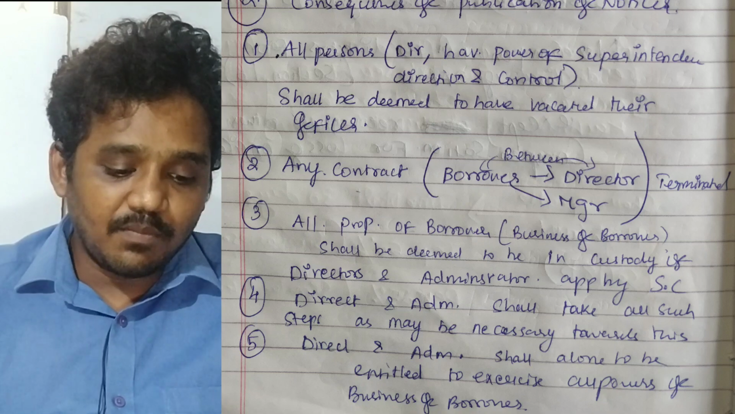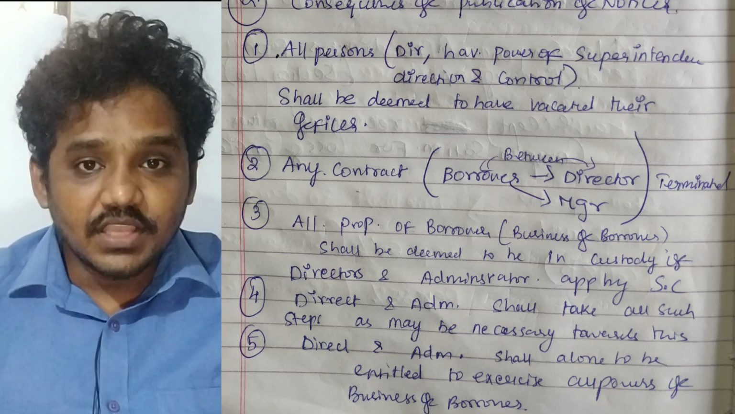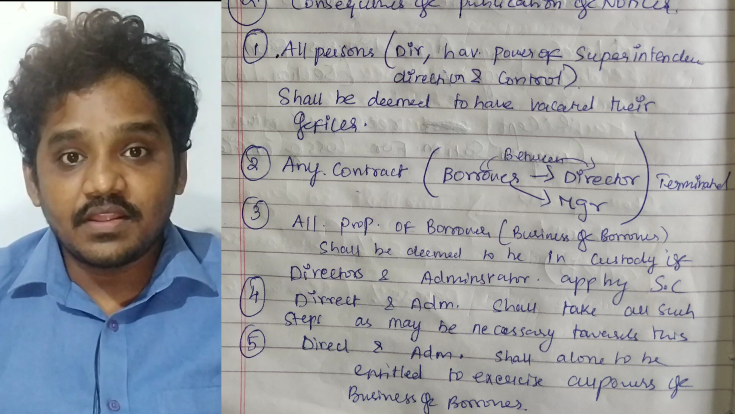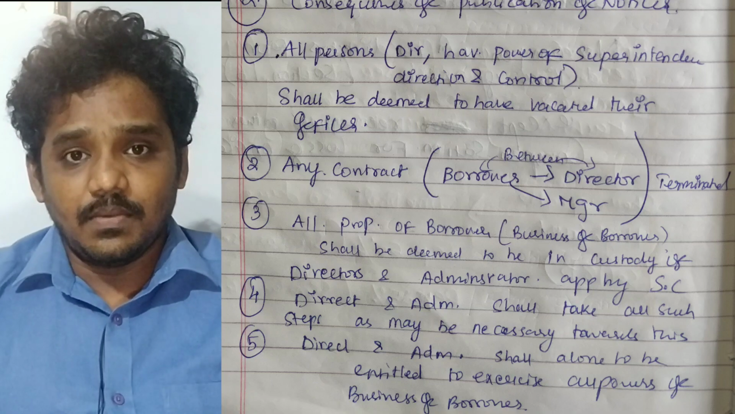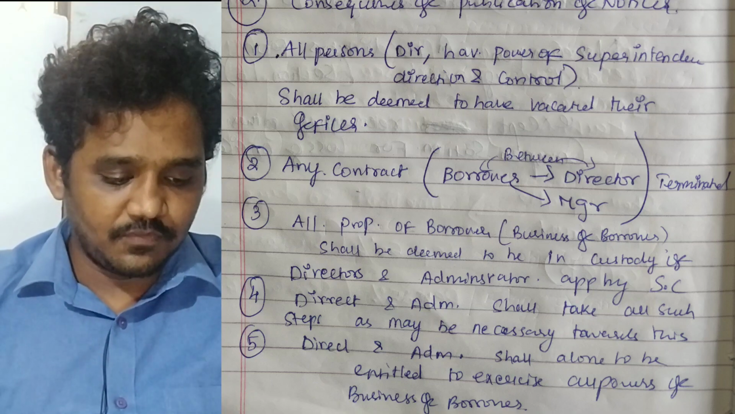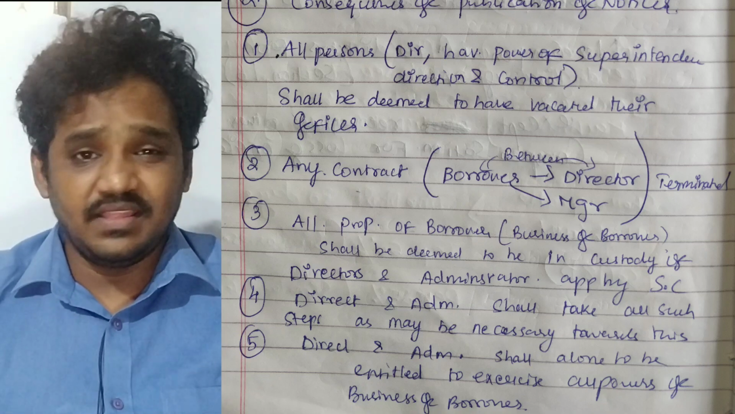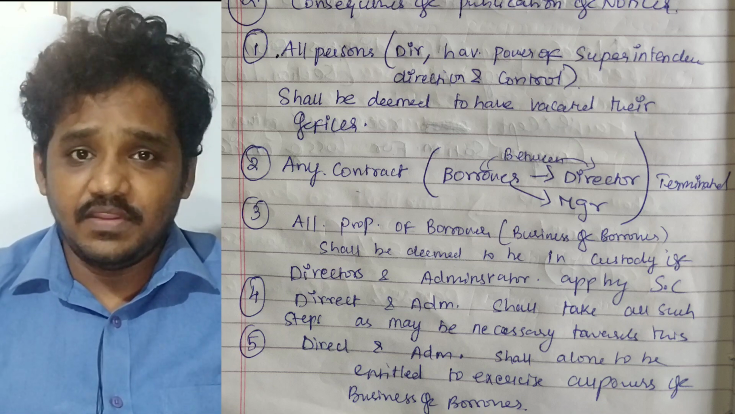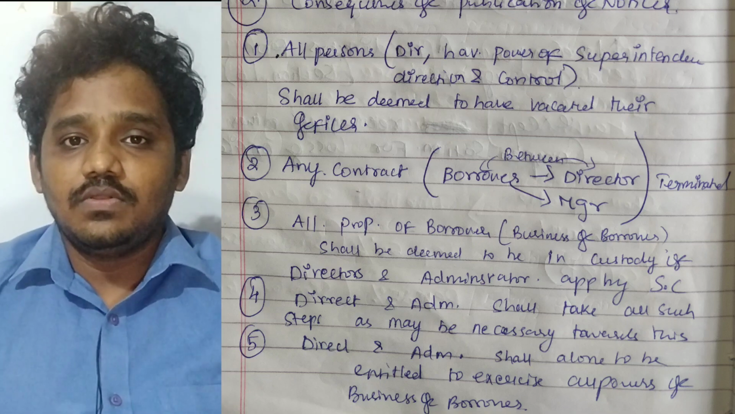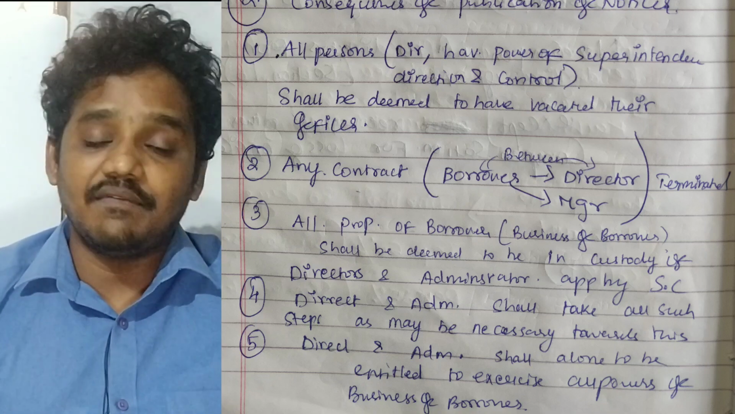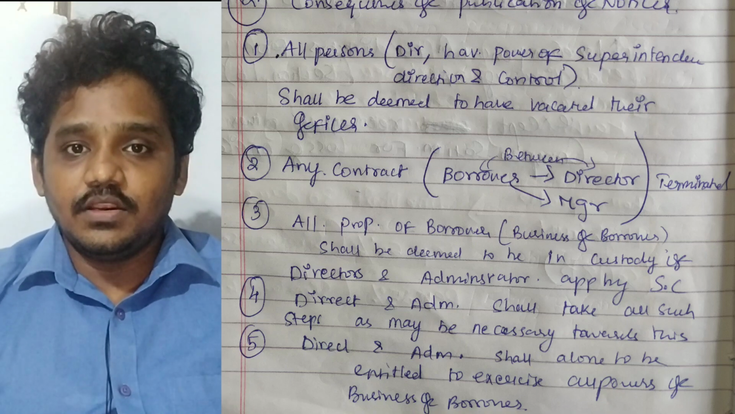The third point is all properties of the borrower, like the business of the borrower, shall be deemed to be in the custody of the directors and administrator appointed by the secured creditor. The secured creditor will appoint directors and other people to administer the management. So all the assets will now come under the custody of these directors and additional people appointed by the secured creditor. And then the fourth point: directors and administrators appointed by the secured creditor shall take all such steps as may be necessary. They have the full right towards the business, so they can take whatever steps they feel fit. And directors and administrators alone shall be entitled to exercise all the powers of the borrowers. So now these appointed directors and other persons have the full right over the property and the business. They can take certain steps, completely in accordance with the rules.